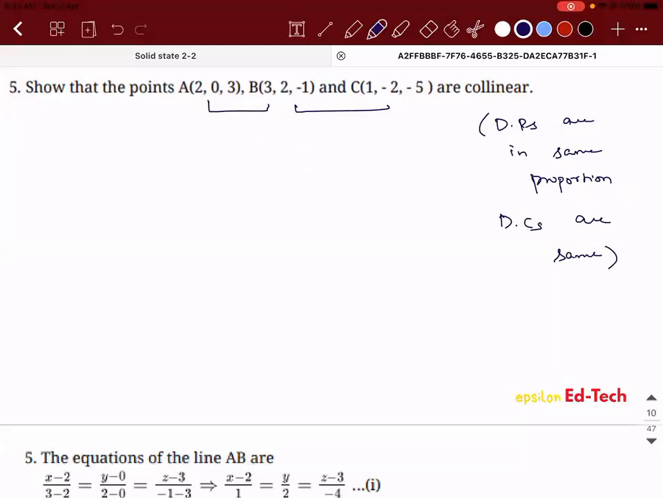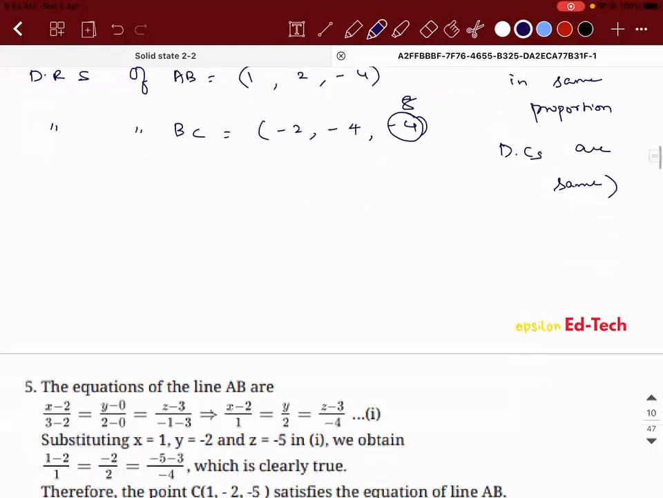Because see, I repeat, DRs of AB is how much? 1, 2, minus 4. There is no mistake, no? So DRs of BC is equal to minus 2, minus 4, minus 4. This should actually come out as plus 8. Only then they are collinear. Actually, I think there is a mistake in the question. Let me check the solution.